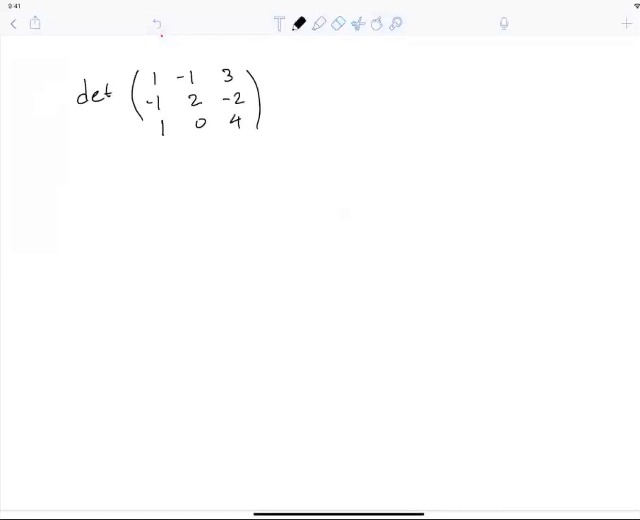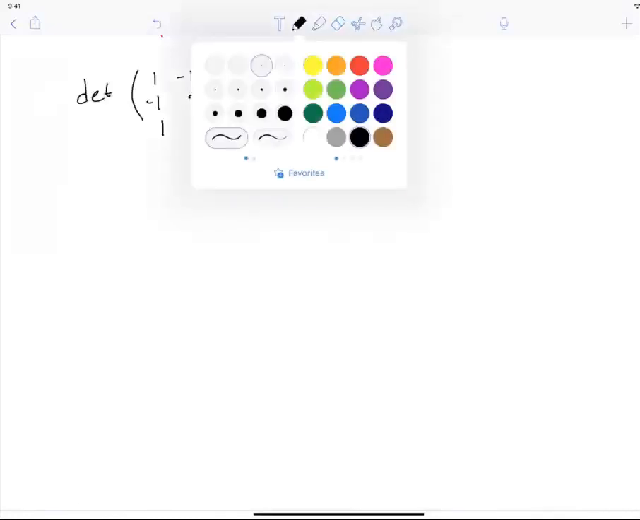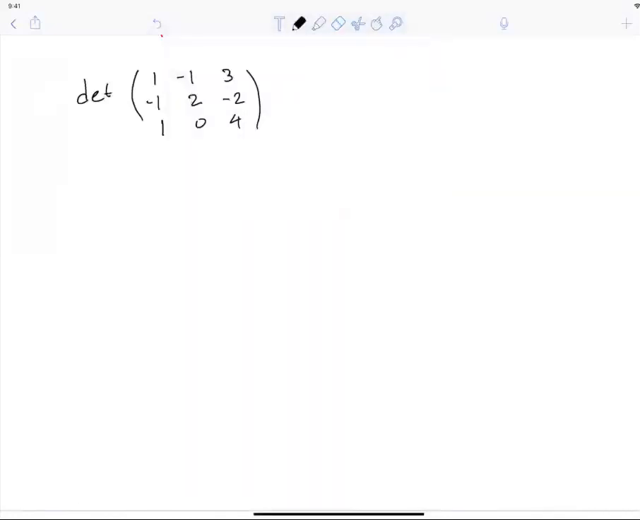Or we want to check, are these columns independent? So if we're asked, are these columns independent, we can just take the determinant and do it that way and just get a yes or no answer. So let's go ahead and do this. Let's do this the other way. So we're going to use the expansion method. So this is going to be equal to 1 times the determinant of 2, 4, minus 2, and 0.